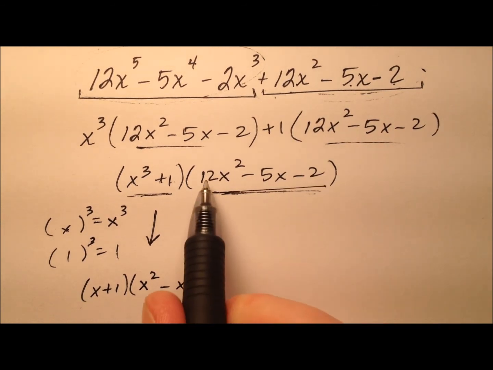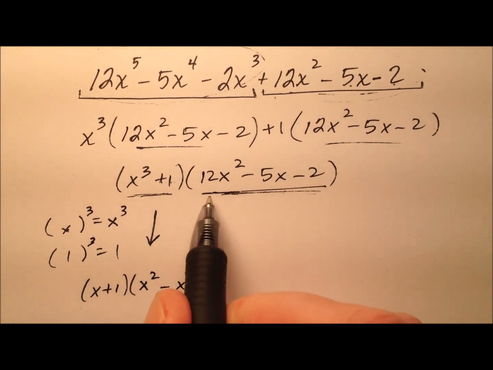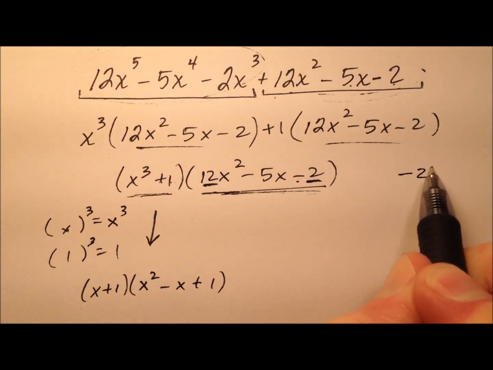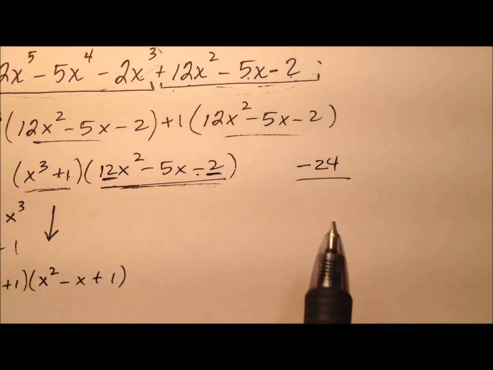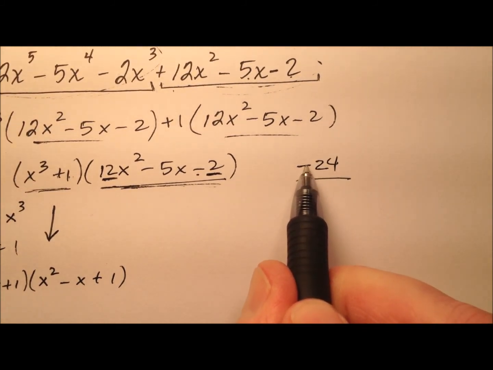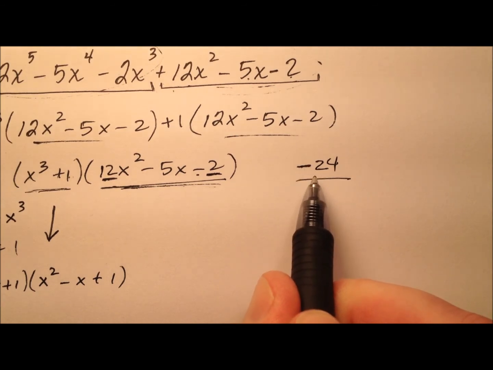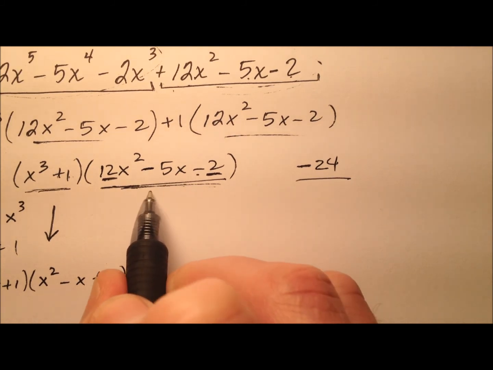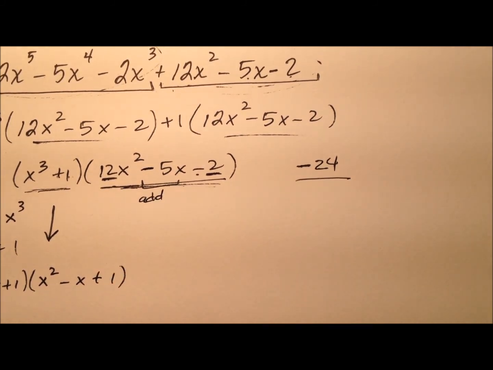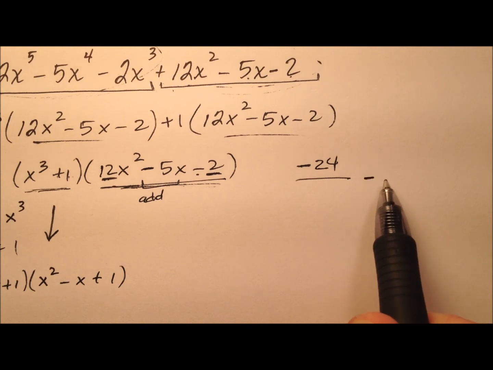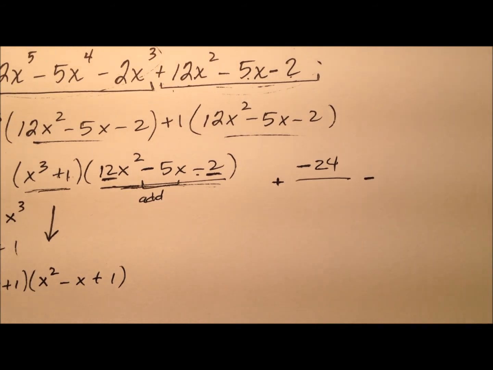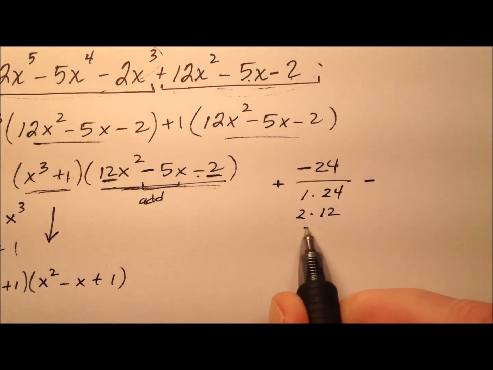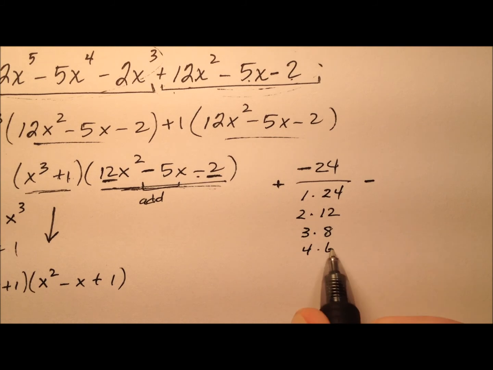Okay, so this other one, 12x squared minus 5x minus 2, it looks like the AC method again. So 12 times negative 2 makes a negative 24. So I want factors that multiply to make negative 24, and if they multiply to make a negative, we'll have 1 positive, 1 negative. But they're going to add to make negative 5. So we have our little add here. And if they add to make a negative, we know the larger one will be negative and the smaller one will be positive. So factors of 24, 1 and 24, 2 and 12, 3 and 8, 4 and 6.